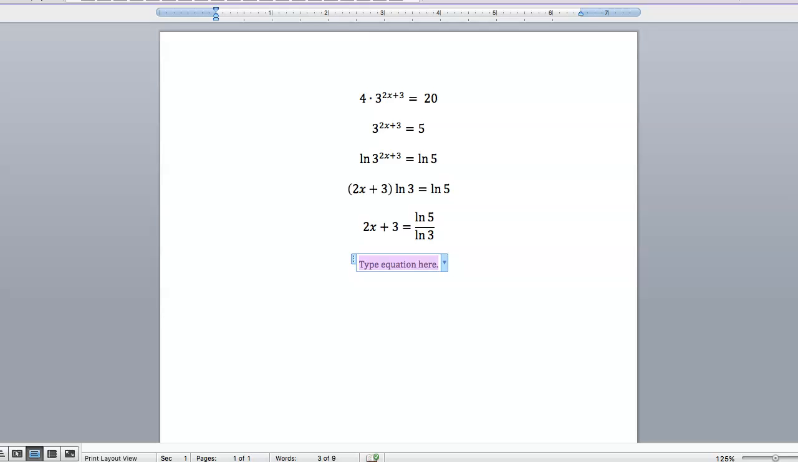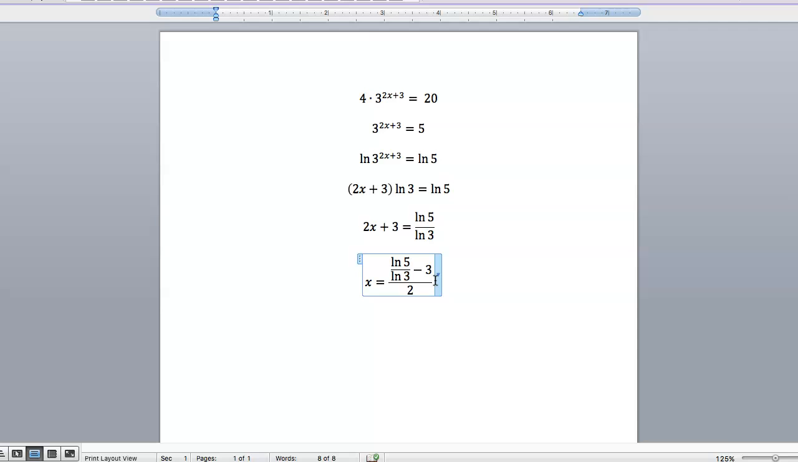Now we're going to solve for x in the usual way. I'm going to subtract 3 from both sides of my equation and divide by 2 carefully. So I have x equals, let's see, I'm going to take the cop-out way here. I'm going to copy and paste natural log 5 divided by natural log 3. I'm going to subtract the 3 and divide all of that by 2.